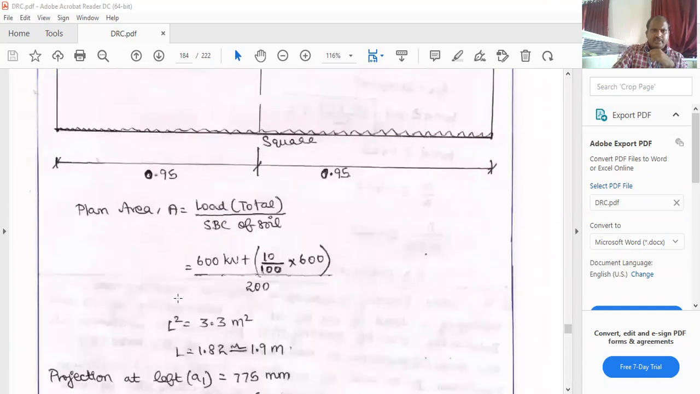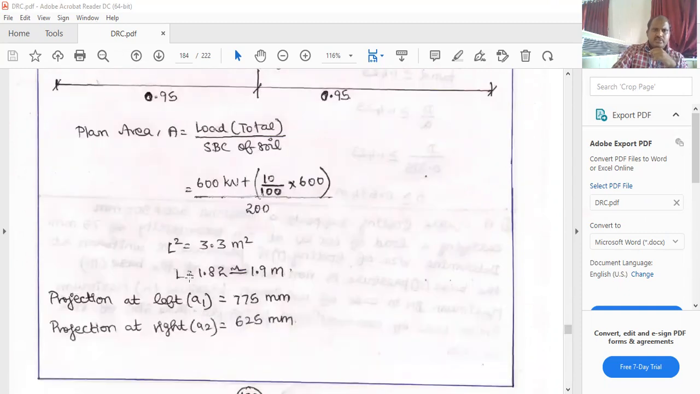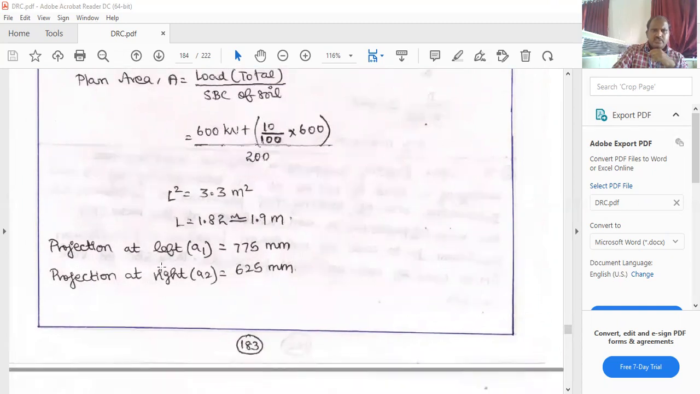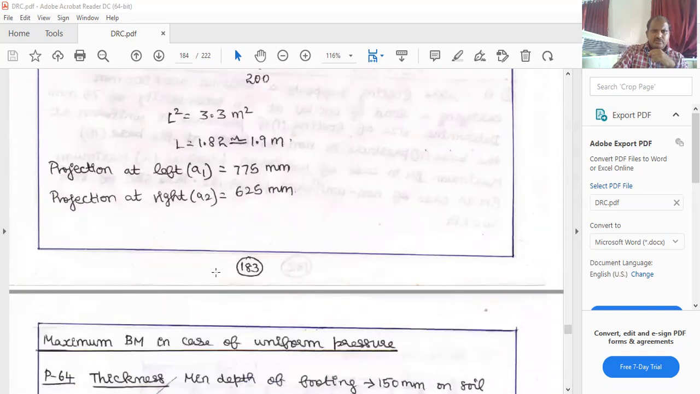And so plan area equal to load by SBC of the soil. Load is nothing but 600 kilonewton plus 10 percentage of the weight, that is 10 by 100 into 600, divided by 200. This 10 percentage area is excess amount, so we consider the 10 percentage area in every footing. So L square is nothing but 3.3 meter square, and L is nothing but 1.8, say 1.9 meter. So projection at least A1 equal to 775 mm, and the right is 0.625 meter.